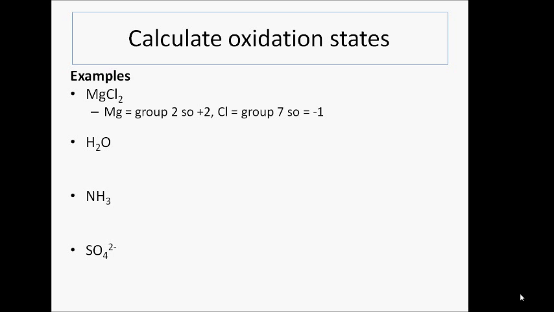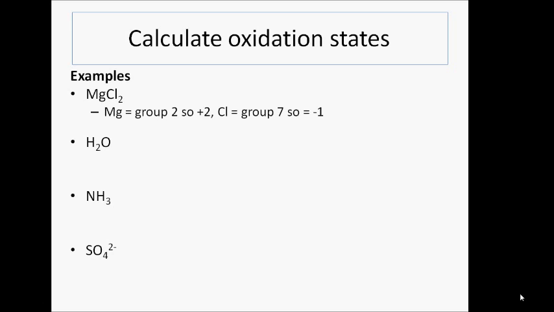We can check that we've got this right by making sure that it adds up to 0. If you've got +2 from the magnesium, and then you've got -2 because you've got 2 chlorines and each one's -1, then that becomes 0. So the formula unit, since it's ionic so it isn't really a molecule, magnesium chloride, is overall 0.